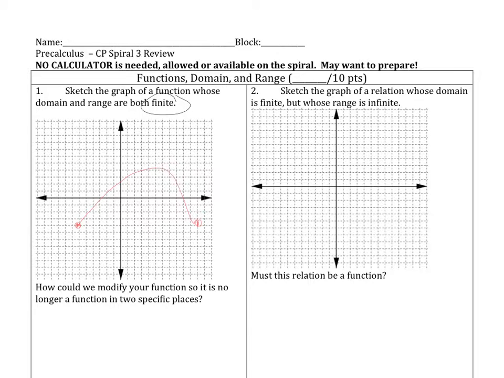To make it no longer a function, we could add points that repeat x values. So if I put a point there or a point there, that no longer fulfills the vertical line test, and that would not be a function.